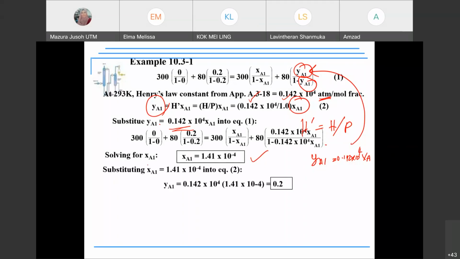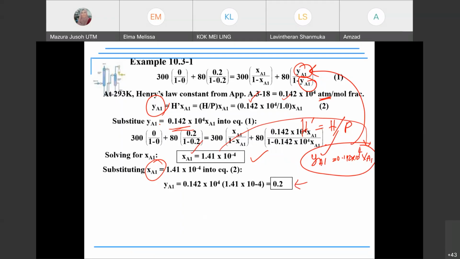And when you already have x_A1, then you can always go back to equation 2, to this equation. Then you can always substitute the x_A1 that you have, because you already calculated x_A1, right? So put your x_A1 into there, then you will be able to calculate y_A1, which will be 0.2.